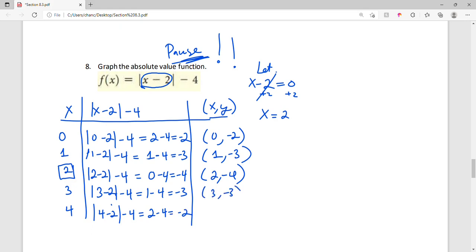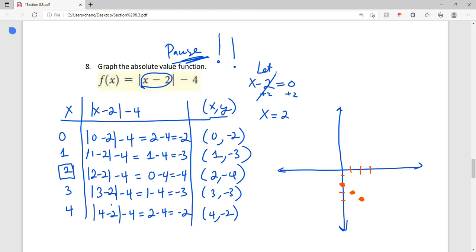So we can see now we have a table with all of the ordered pairs we need to graph our absolute value function. 0 comma negative 2, 1 comma negative 3, 2 comma negative 4, and this is going to be the location of our vertex. 3 comma negative 3 is next, then 4 comma negative 2, and we do have that V shape that we were looking for.